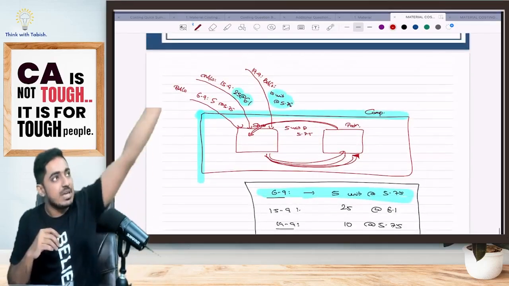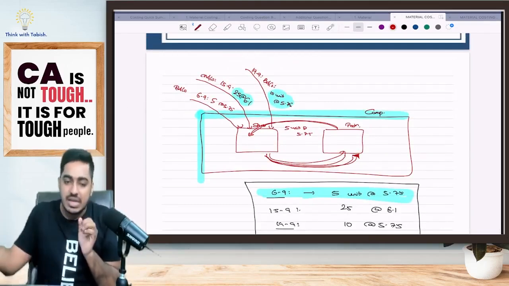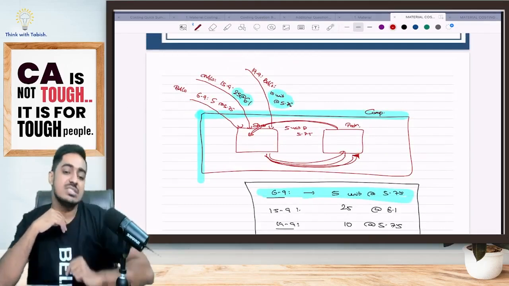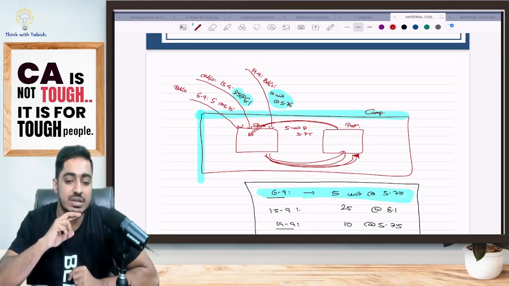Same story is happening here. From BN company, I purchased the goods on 6th. I issued it to my production department. Again, I'm getting it back. That doesn't change the fact that still for the company, the oldest goods is still BN company of 6th of September. Now I hope the point is exactly crystal clear.